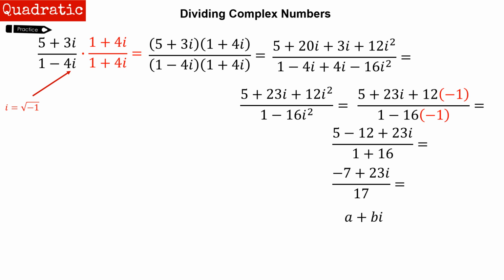But we're not done yet, right? Because it has to be in the form a plus bi. And all we have to do is write everything over 17. I keep saying that wrong, but I think you know what I'm saying. So we're going to have negative 7 over 17 plus 23 over 17 i. And that's our answer.